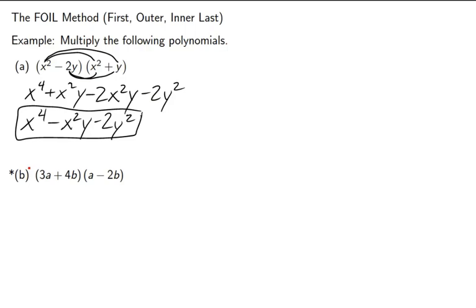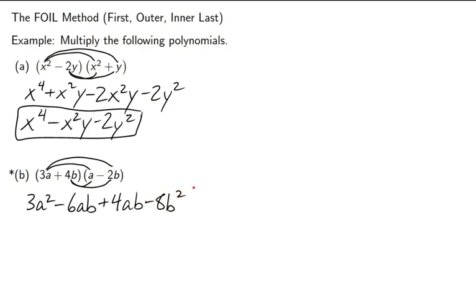Okay, now that you've hopefully given this problem a try, let's see how you did on it. First, 3a squared. Outer, negative 6ab. Inner is 4ab. Now I could have written 4ba, but I just switched them so that we had the same looking terms. You can always switch multiplication around. And then finally we get negative 8b squared.